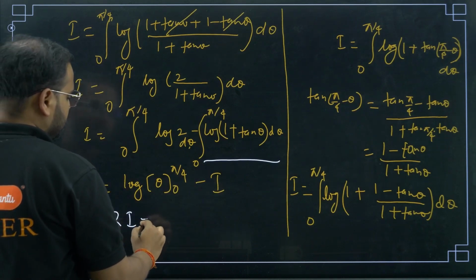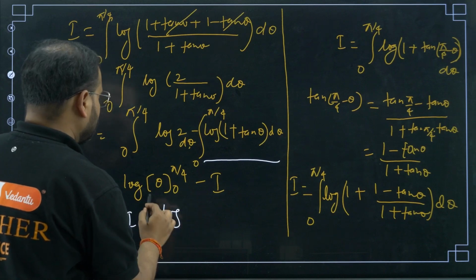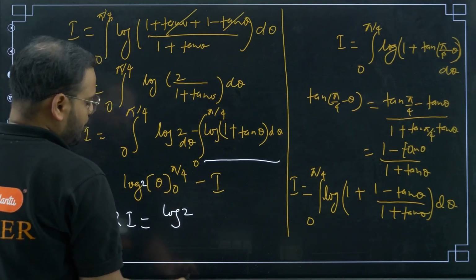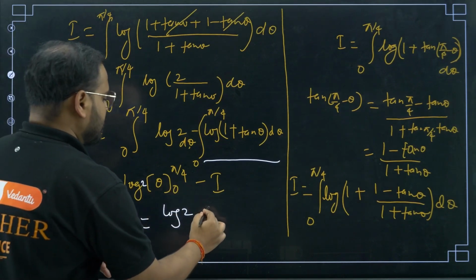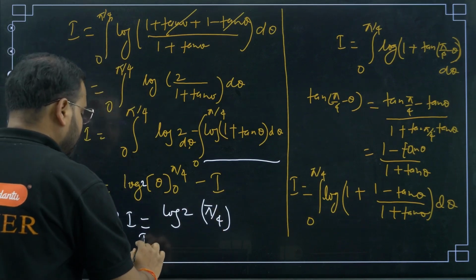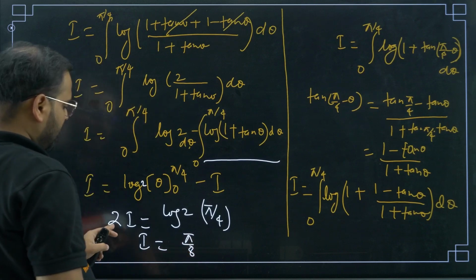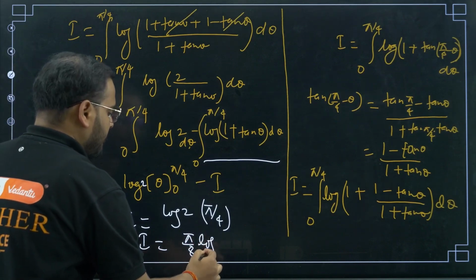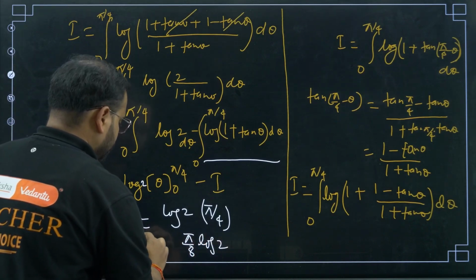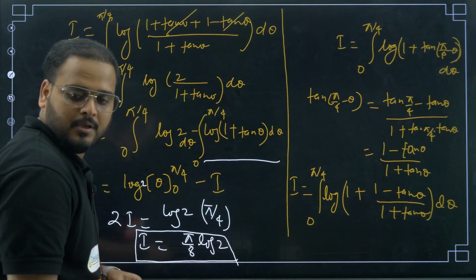2I equals to, what is this? Theta integration will become what? Log of 2 is there, which is log of 2. So log 2 and pi by 4 minus 0. So simply pi by 4. Okay. Now if you bring this 2 over here, you're going to get simply I as pi by 8 log 2. My final answer. Okay.